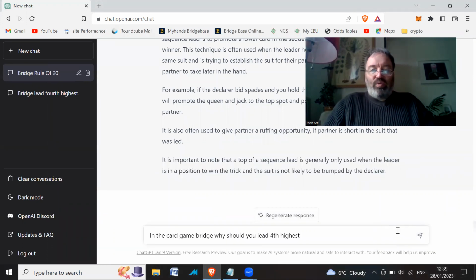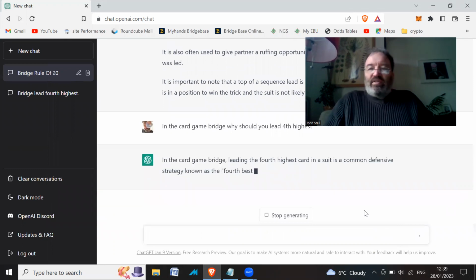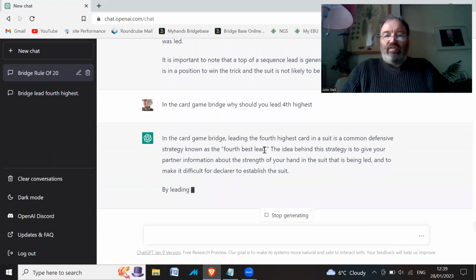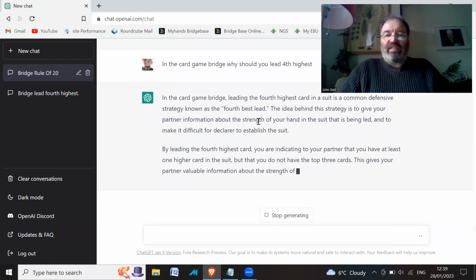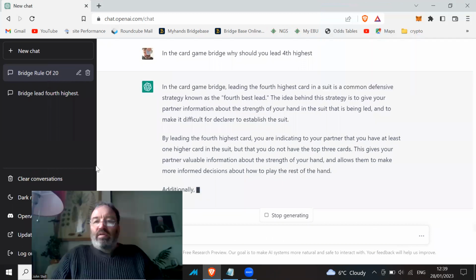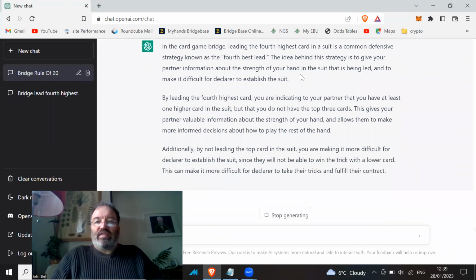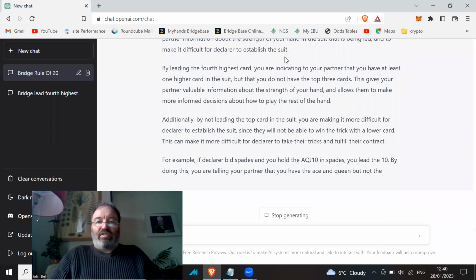In the card game bridge, why should you lead the 4th highest? So in the card game bridge, leading the 4th highest card in a suit is a common defensive strategy known as 4th best lead. The idea behind this strategy is to give your partner information about the strength of your hand in the suit that is being led and to make it difficult for the declarer to establish the suit.